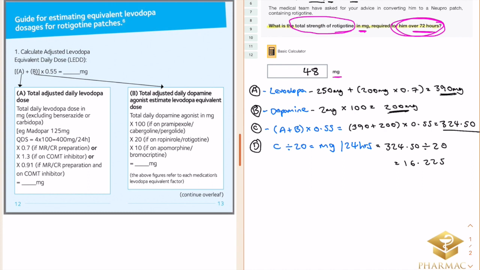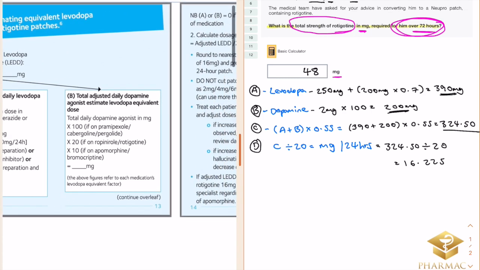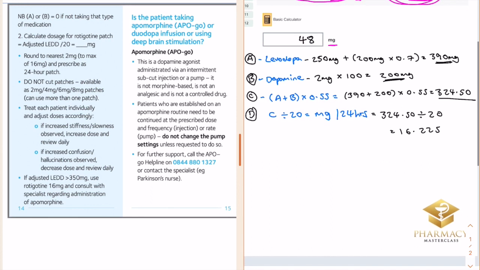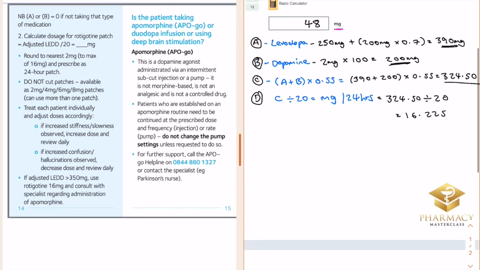16.225. Now we need to round that to the nearest 2 milligrams, just like we did in the previous questions. And if you look in the resource pack, that's what it wants you to do. It tells you here, round it to the nearest 2 milligrams. So 16.225 rounded to the nearest 2 milligrams is 16 milligrams. And if you're not sure how to round to the nearest 2 milligrams, just look at the first 2 questions we did in this video, and I talked about that in there.